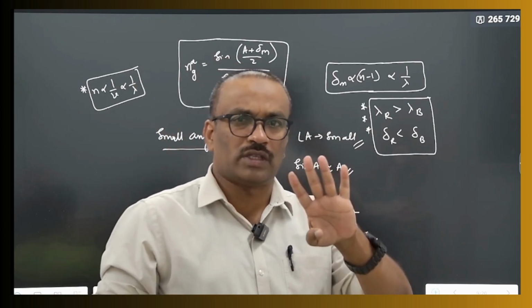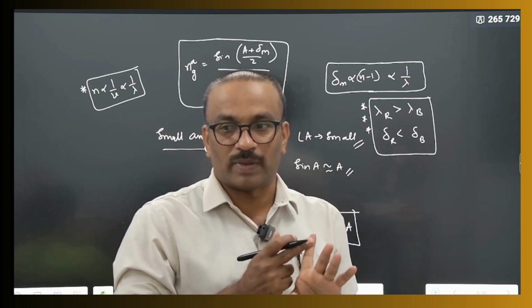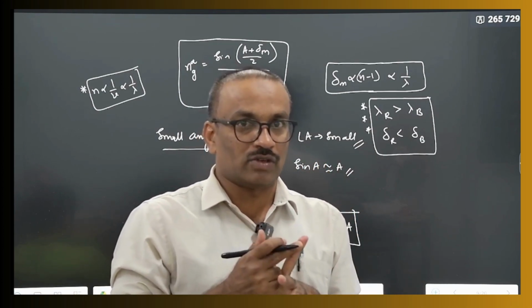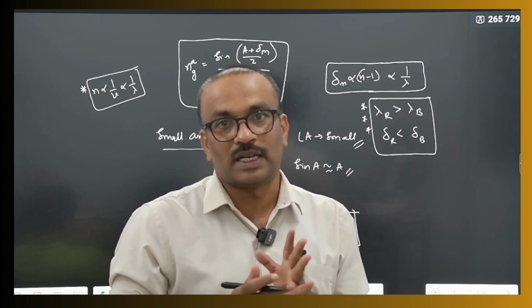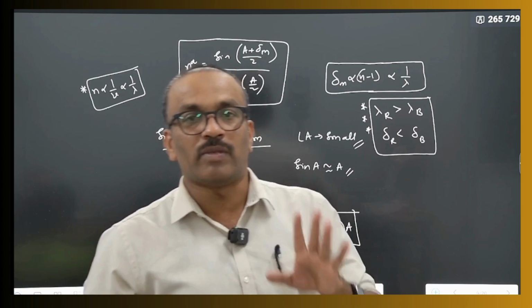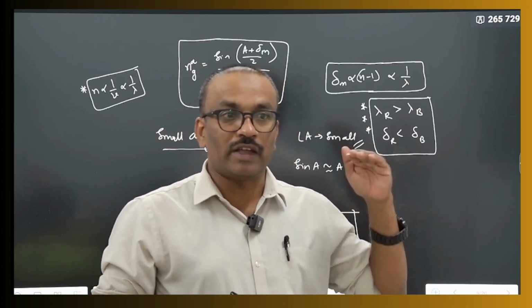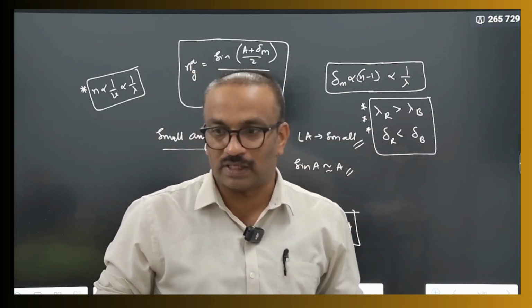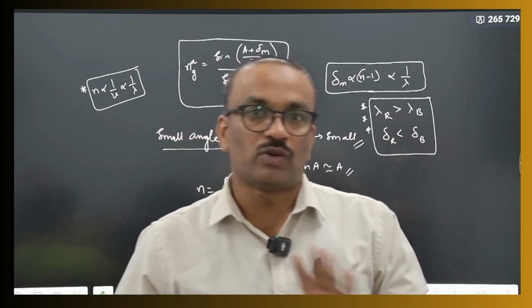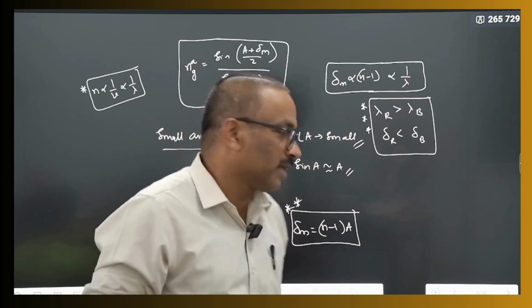I think you got clarity on the prism and how to solve different problems. Now only these things: A is equal to r1 plus r2, i plus e is equal to A plus delta, apply Snell's law in both situations, and at minimum angle of deviation the refracted ray will always be parallel to the base of the prism. These 5 points are enough to solve the problems related to the prism.